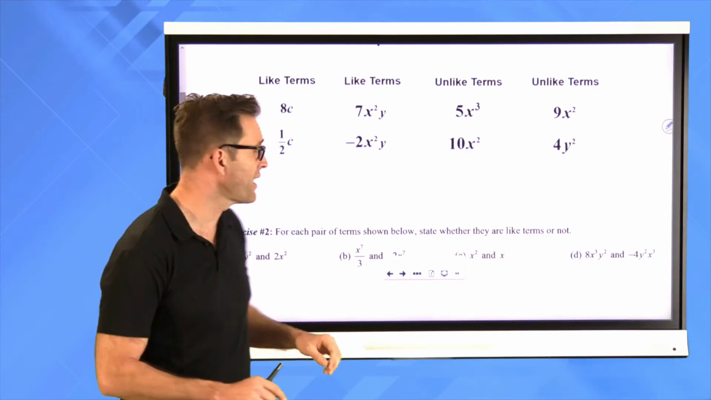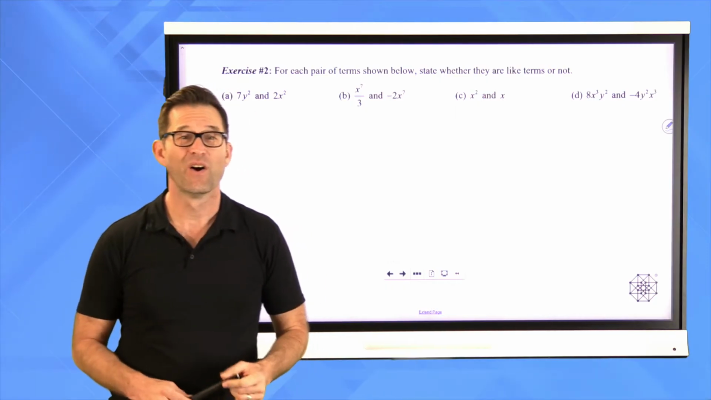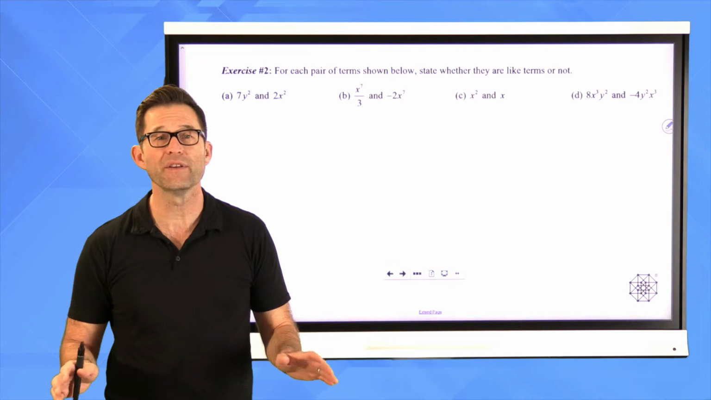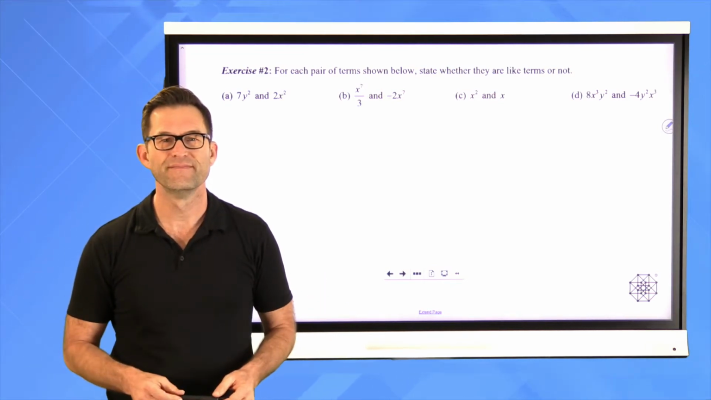Let's take a look at the next exercise where you figure out whether or not the two terms given are like terms or not. Pause the video now, and why don't you try each one of these problems? Tell me whether they're like terms or unlike terms.